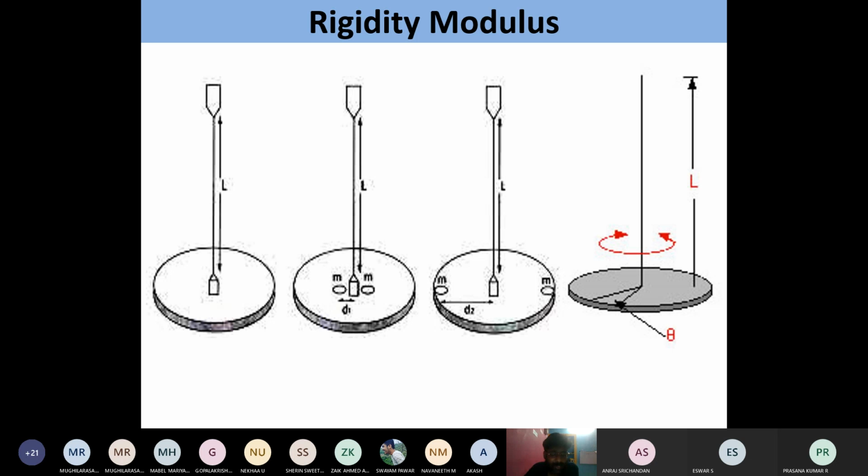So when there are no changes, there will be no change in the length of the wire. It means that when the disc and the wire remain stationary, when the force is not applied to these two media, there will be no deformation. The twist, the rotation, does not take place.